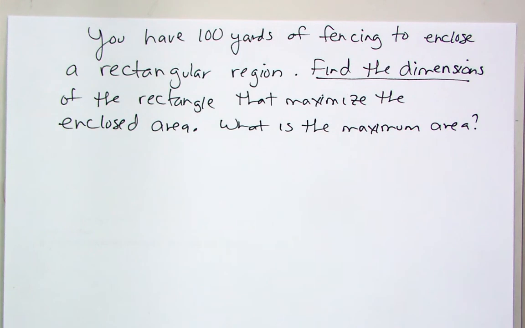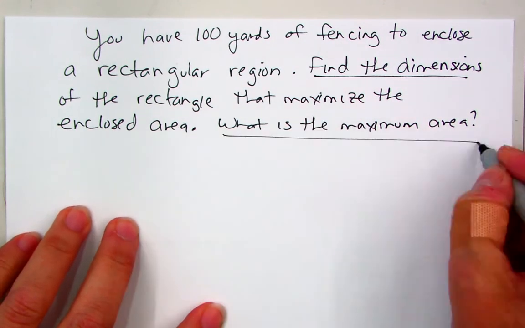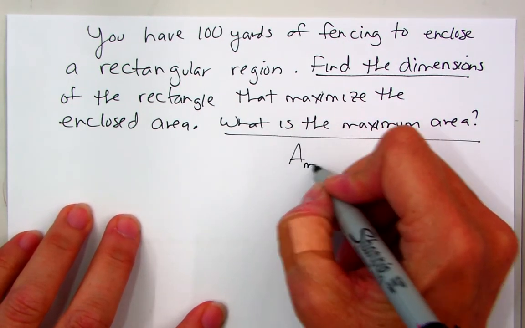But I want the maximum amount of area. I would love to have more than 100 square yards. So I want to find out how to take that 100 yards of fencing and put it around those 4 sides to get the maximum amount of area. So what am I supposed to find? Here's the big thing I need to find, my area, the maximum.